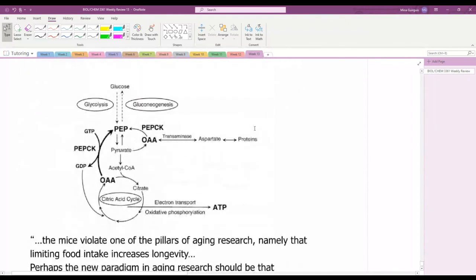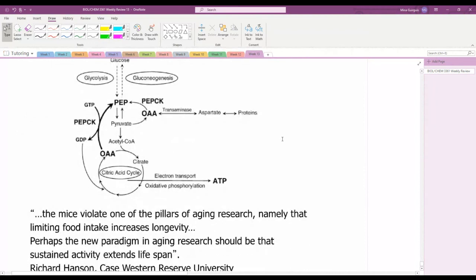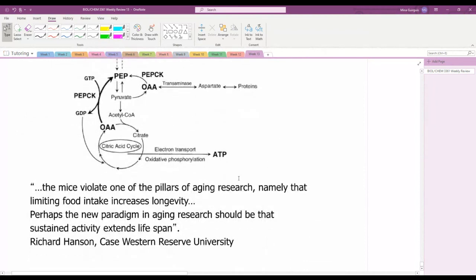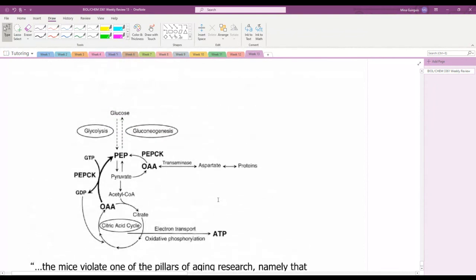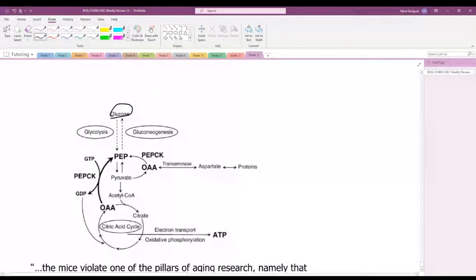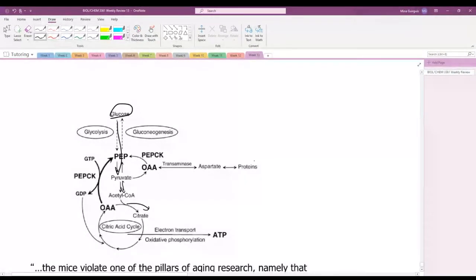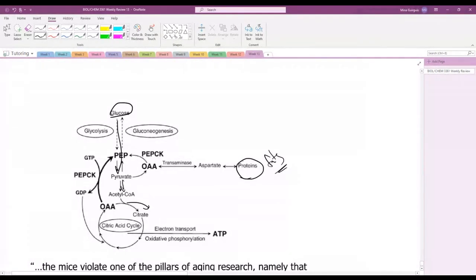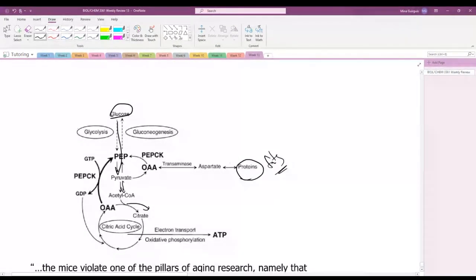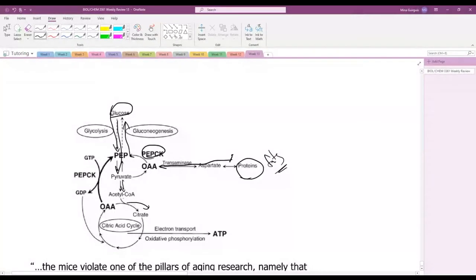Okay, and there's a picture. So yeah, that's kind of what we've been talking about here. So mice violate one of the pillars of aging research, namely that limiting food intake increases longevity. It's completely fascinating, but basically, I'm going to see if I can try to keep this organized because there's a lot going on. So mice have glucose. They convert the glucose to pyruvate, to oxaloacetate, into the TCA cycle. The proteins and the fats, usually mostly fats, that mice also consume, they convert into oxaloacetate to be converted by PEP carboxykinase into PEP for gluconeogenesis, so that they can get more energy out of it.